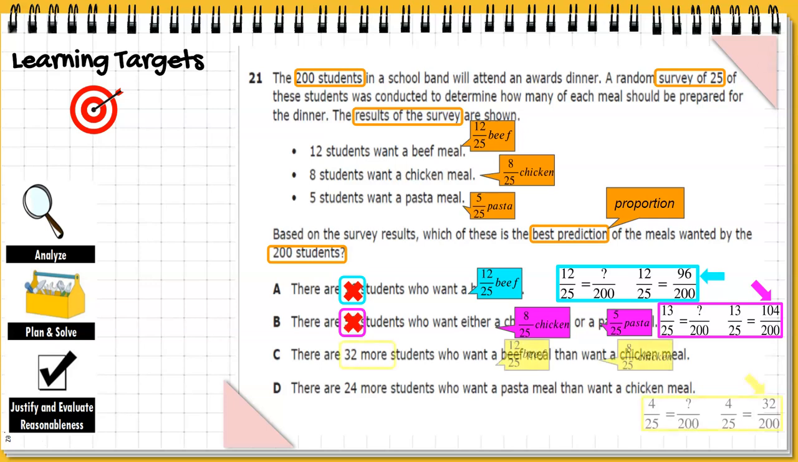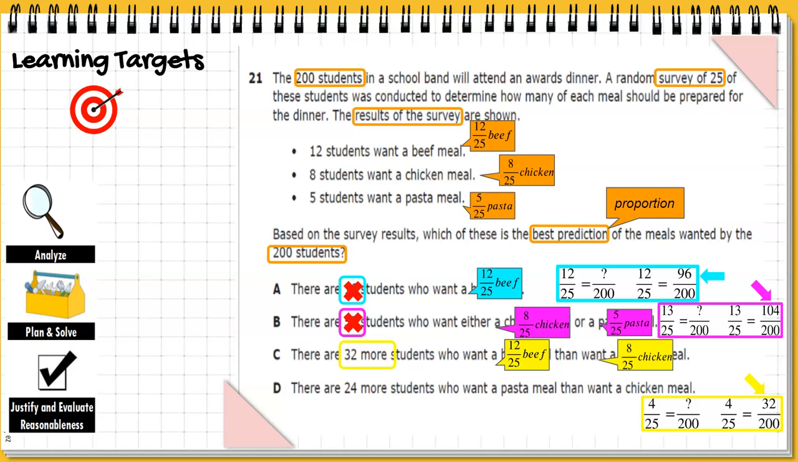On C, it's saying that it's 32 more. So when I look at beef and chicken, I need to see how much more beef is than chicken. So 12 minus 8 is 4. That's how I get my proportion. 4 over 25 is equal to what over 200? 4 over 25 is equal to 32 over 200. This looks like a correct statement. I want to call it my maybe baby though, just in case I made a mistake.